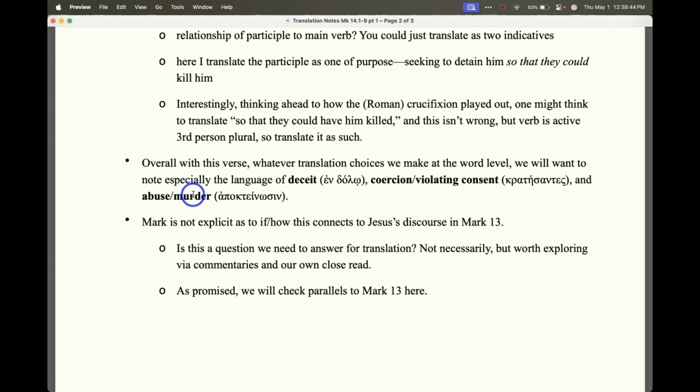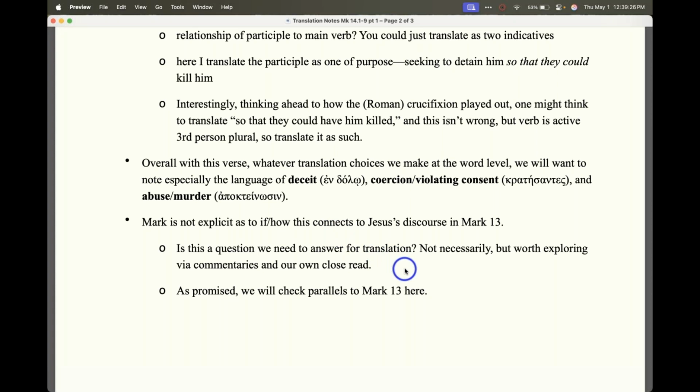Now, backing out again to Mark 13, Mark is not explicit about if or how this connects to Jesus's discourse in Mark 13. Is this a question we need to answer for translation? I don't think so. I think you just translate Mark how Mark wrote Mark. So if Mark doesn't answer the question in Greek, I would not try to answer it in English, at least not in the translation. I do want to answer it because I'm curious, and if I were writing a commentary, I would want to explore it. So I don't think he explicitly says how it connects. If you see something I'm missing, I'd love to hear it in the comments, but it's worth exploring anyway in your commentaries, in your own close read.